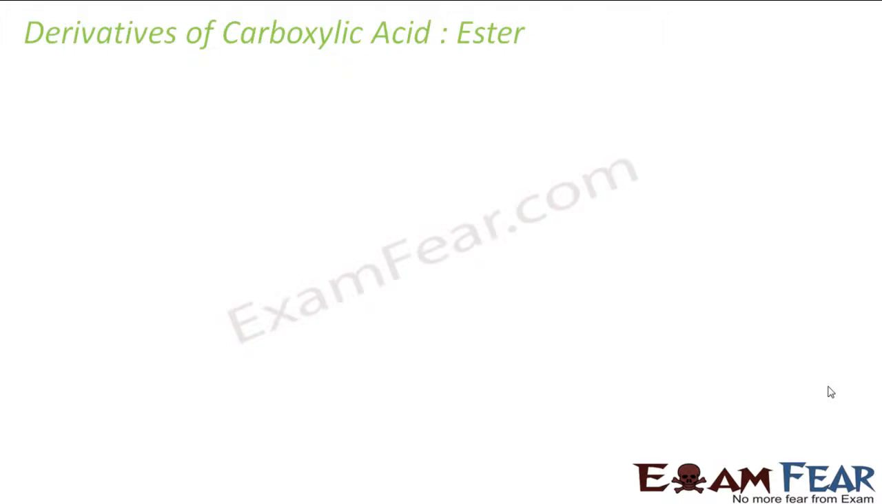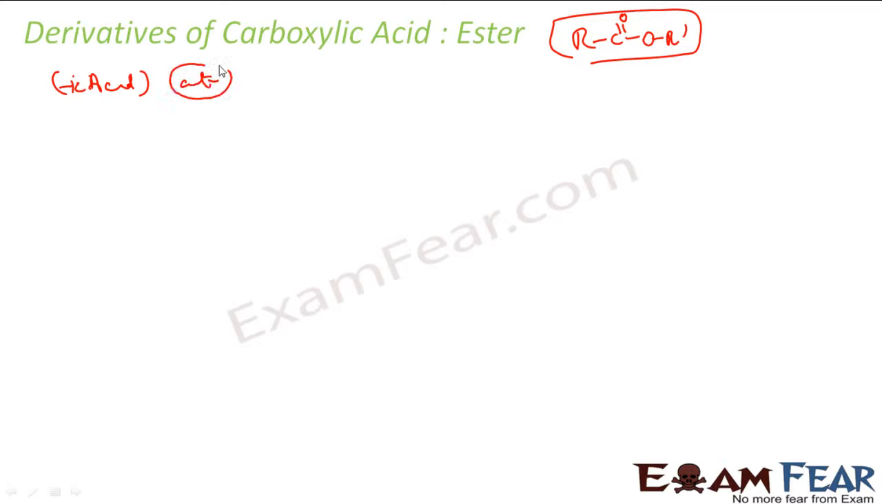The next is esters. So esters are of this form: RCOOR', this form. They are alkyl or aryl derivatives of carboxylic acid. To name this, I have carboxylic acid, and you have to replace the -ic acid with -ate. That is how you name it. Replace this with -ate, right?